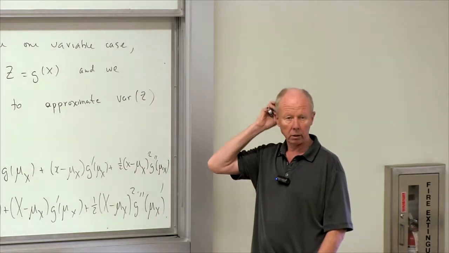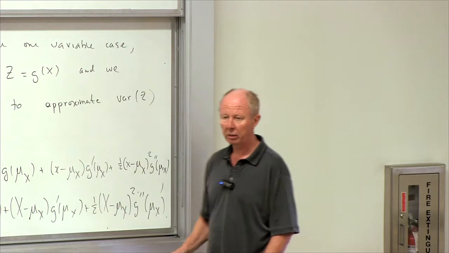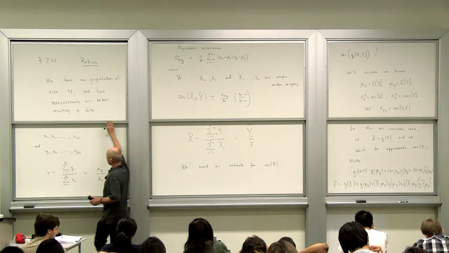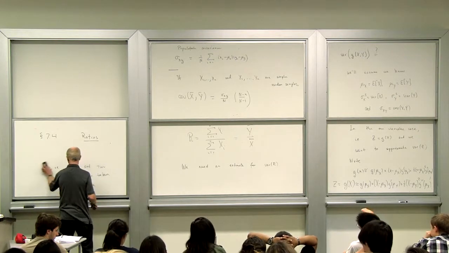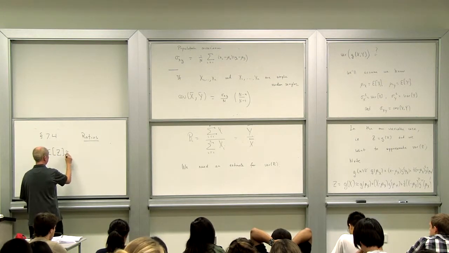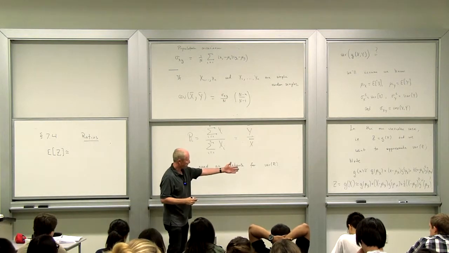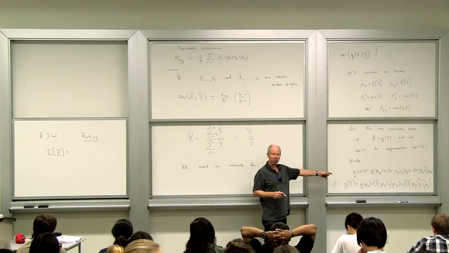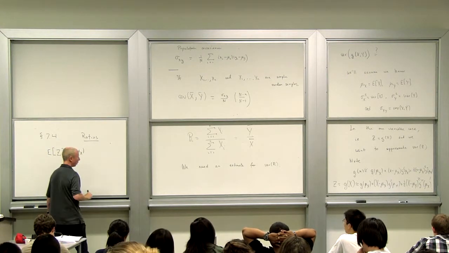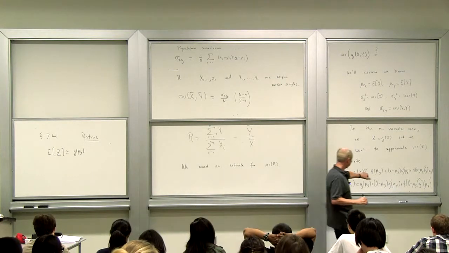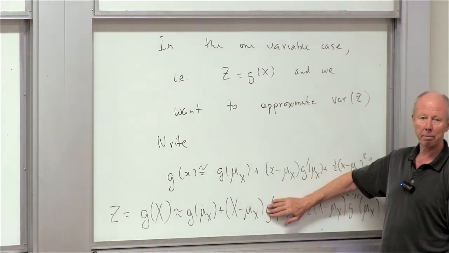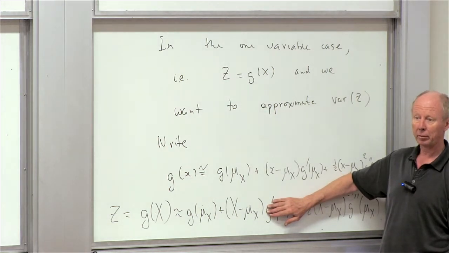Okay, so what can we say then about the expected value of Z? Well, it should be about like the expected value of the right-hand side. And what's the right-hand side when we take expected values? Well, the first term is a constant. That's just g at the mean, which is just a number. So we get g of mu sub x. What about the second one? This is just a number, so we factor that out. What's the expected value of x minus its mean? 0. The expected value of this term is 0.